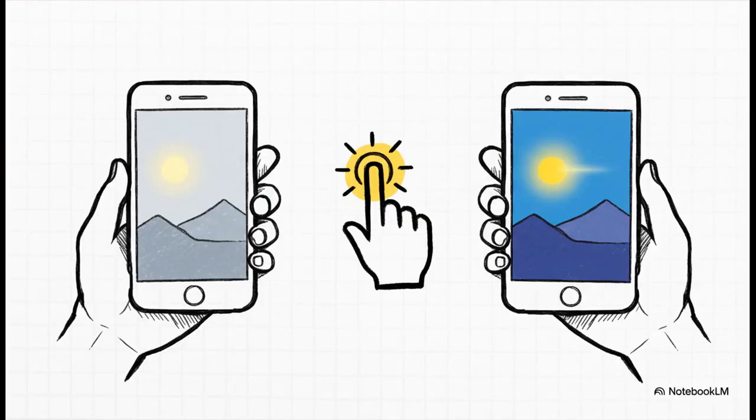So you start with this, a totally normal picture. And then, with just one tap, it completely transforms. The colors get richer, the contrast just pops, and the whole vibe of the image changes in an instant. But what's really going on in that little split second?